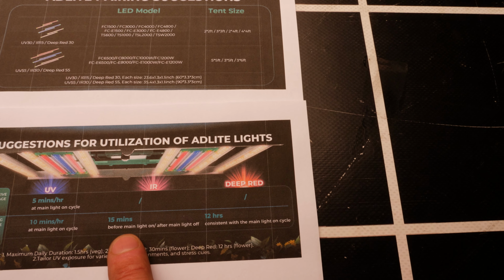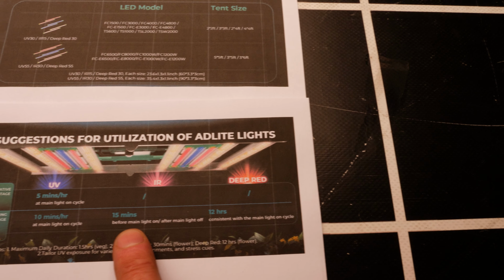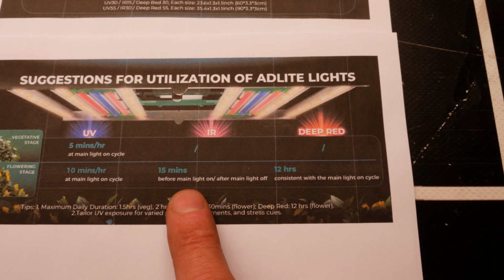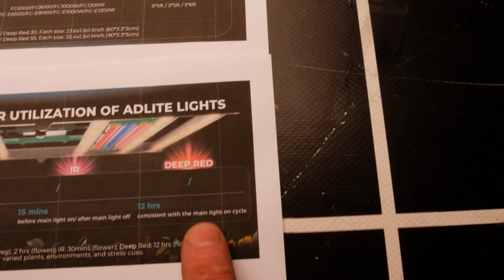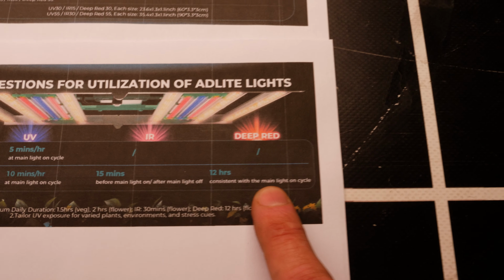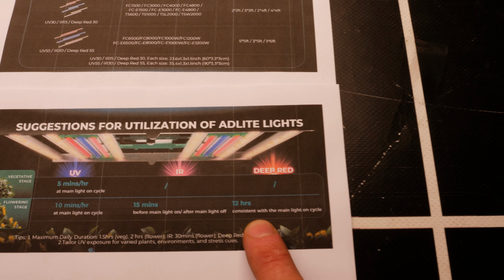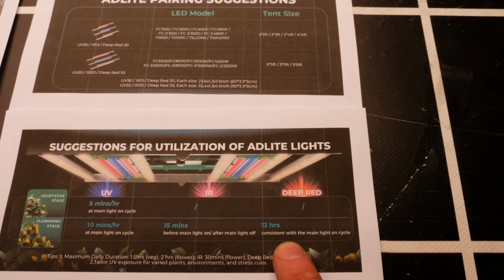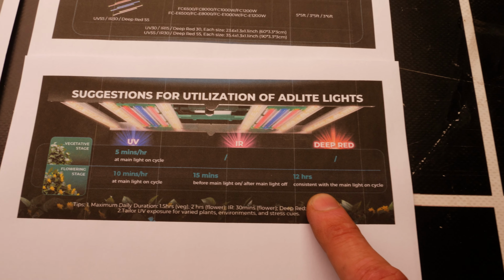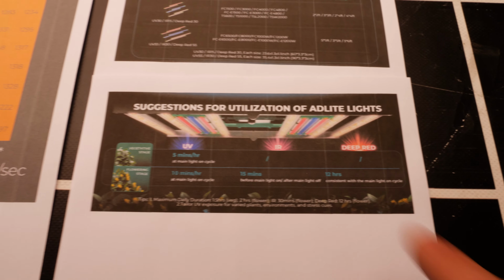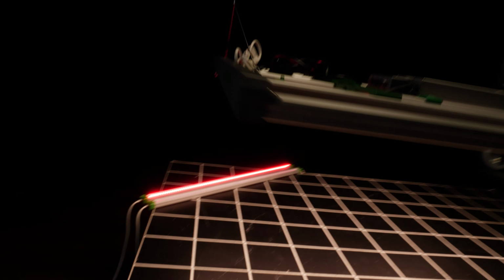Infrared 15 minutes before light and after light cycles, that's doing this sort of putting them to sleep and waking them up, according to the theory. And then you have deep red, which is put on in the flowering stage for the full cycle, which I would agree with that one particularly. It's just giving you a big extra boost in terms of power and yield. But my own personal recommendations are slightly different.